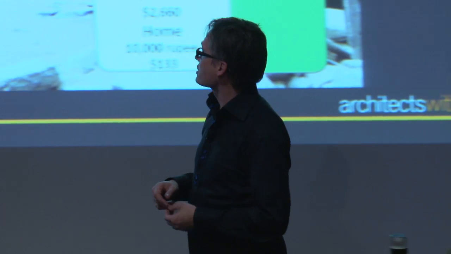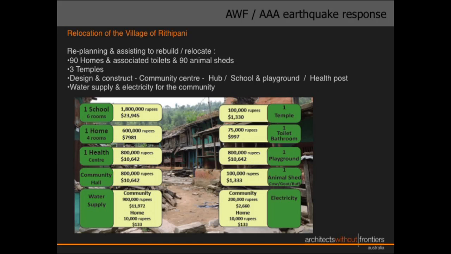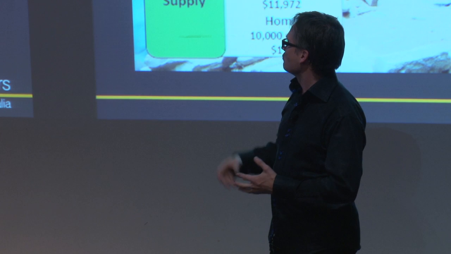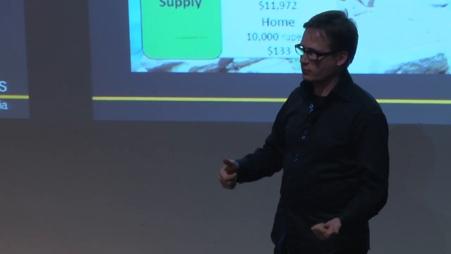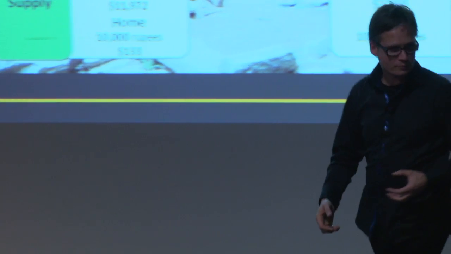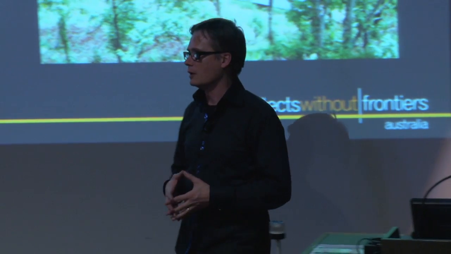The relocation of the village of Ithapani, Graham Kent from Aussie Action Abroad put this together. Working with Heads Nepal, they've identified these as the items which they need. So the first thing that we'll do is the community hub, community centre, and you can see the cost associated with new homes, temples, providing electricity, providing animal sheds. So there's a lot of work that needs to be done, and we'll be there for the long haul.